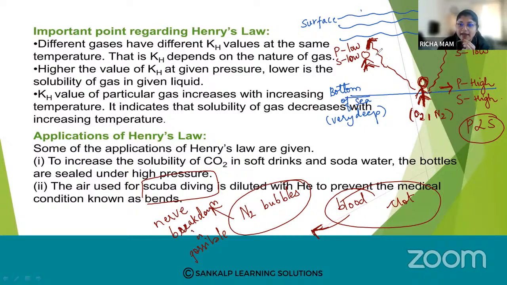Now when he comes back again to the surface of the sea, what is happening here? Here again the pressure will be low and the solubility will be low. So what will happen due to low solubility? The nitrogen he has taken starts to move out of the body. How? Through respiration. And what will happen to the body? In the body, blood clots will start to form due to nitrogen bubbles. Because of this, nerve breakdown will be possible.